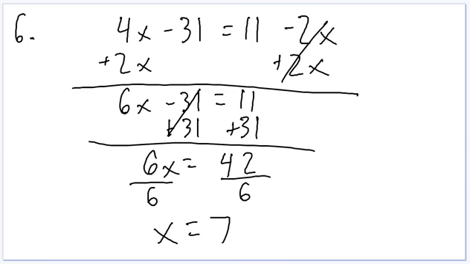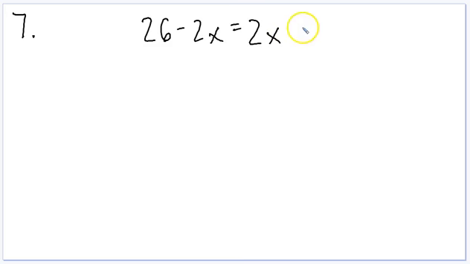Once you know what you're doing, it's very, very easy, class. Moving on to number 7. Number 7. 26 minus 2x equals 2x plus 2. So we want to keep the variable positive, add 2x.